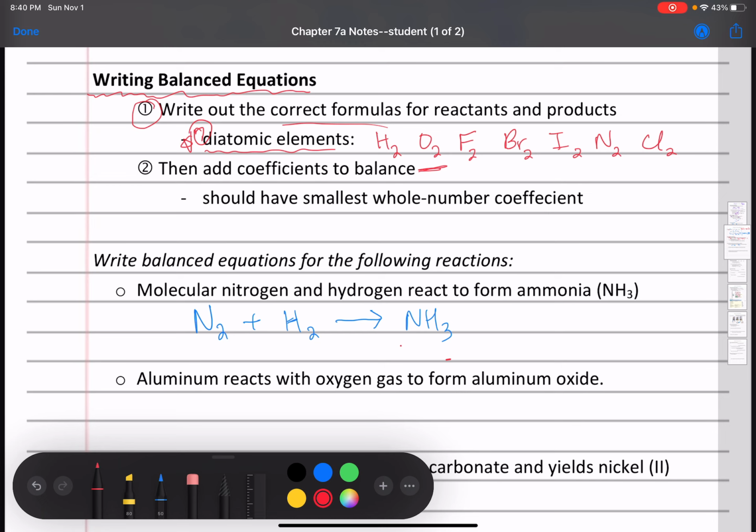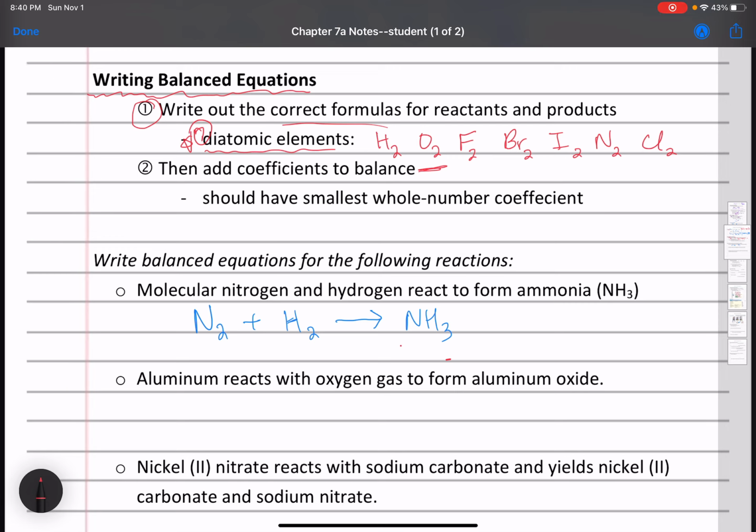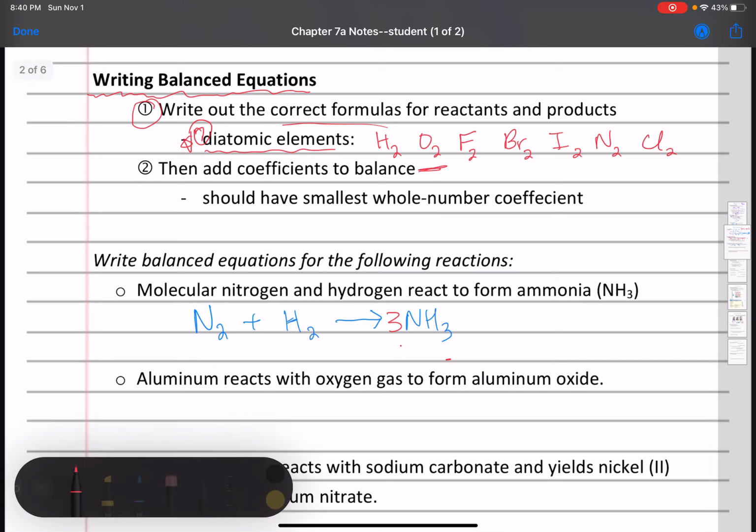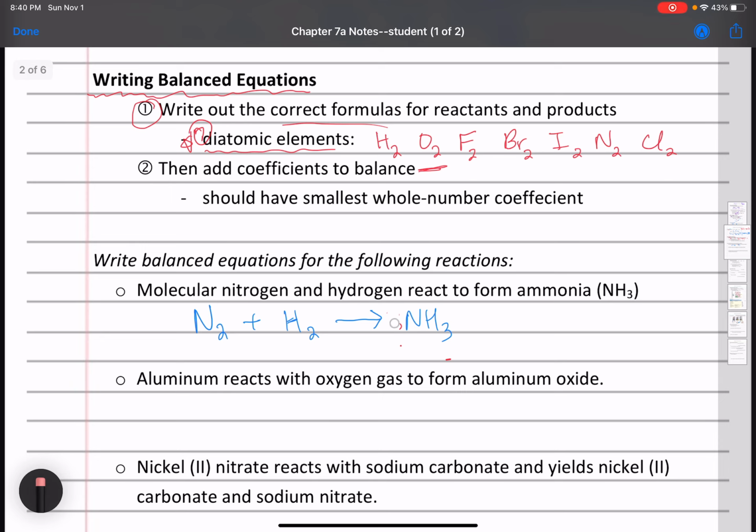Okay, so nitrogen is not balanced. We need to balance nitrogen. We're going to put a 3 right here in red. And, nope, not a 3. Just kidding. We have 2 nitrogens.